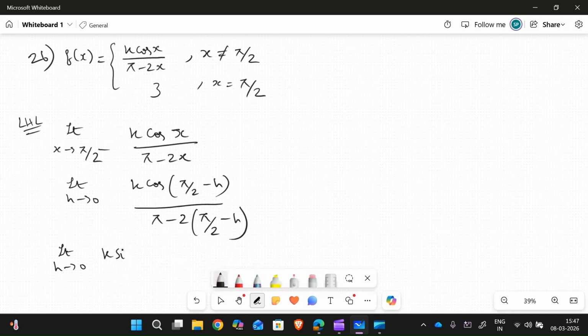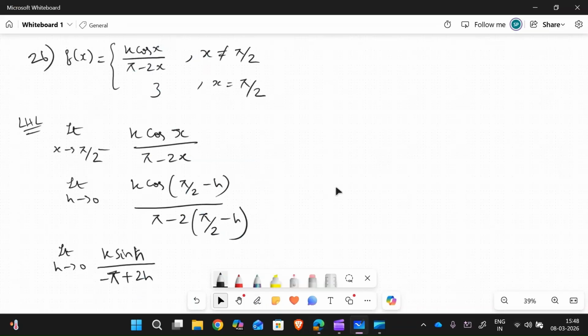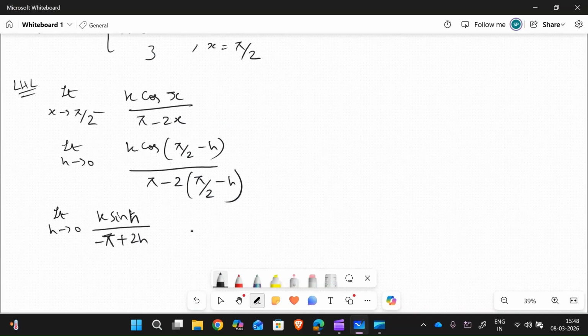So k sin h divided by, now 2 into pi by 2, the 2s cancel, so pi minus pi, plus 2h. Understood? Now we have to find the value of k. So now this is the value we have. So k sin h by h turning to 0, 2h is 0 only, so we have minus pi. Understood?